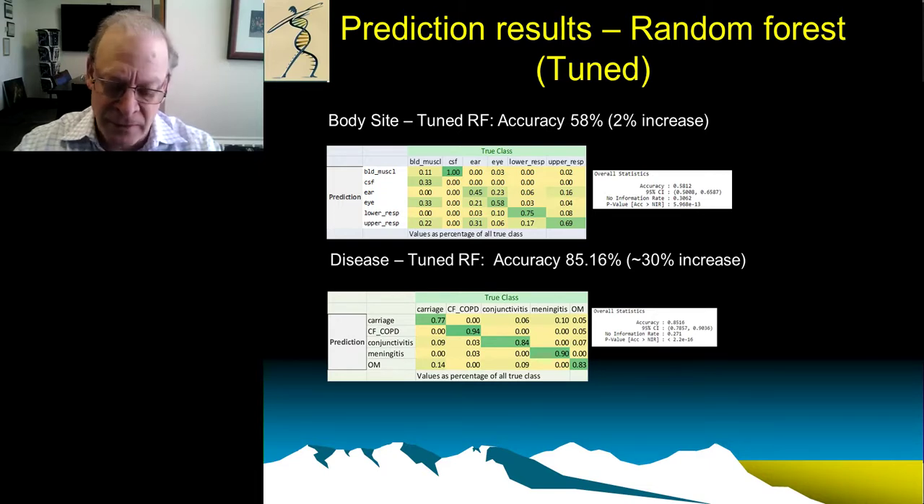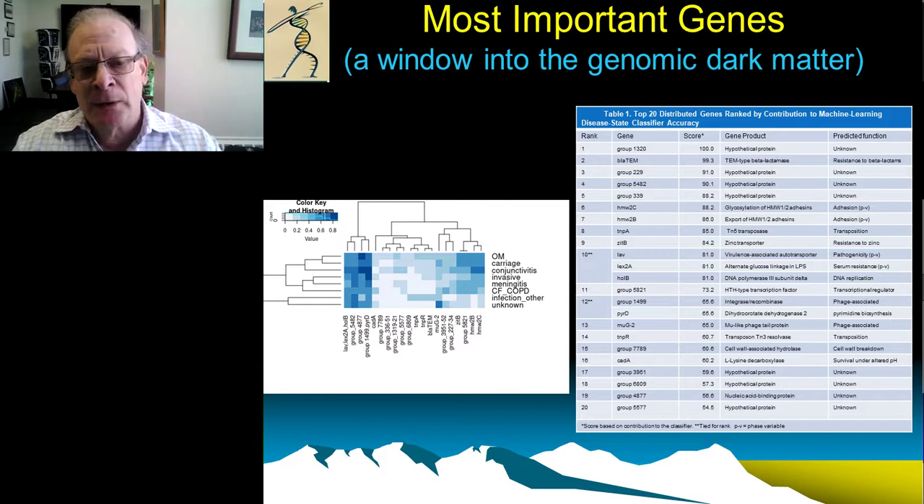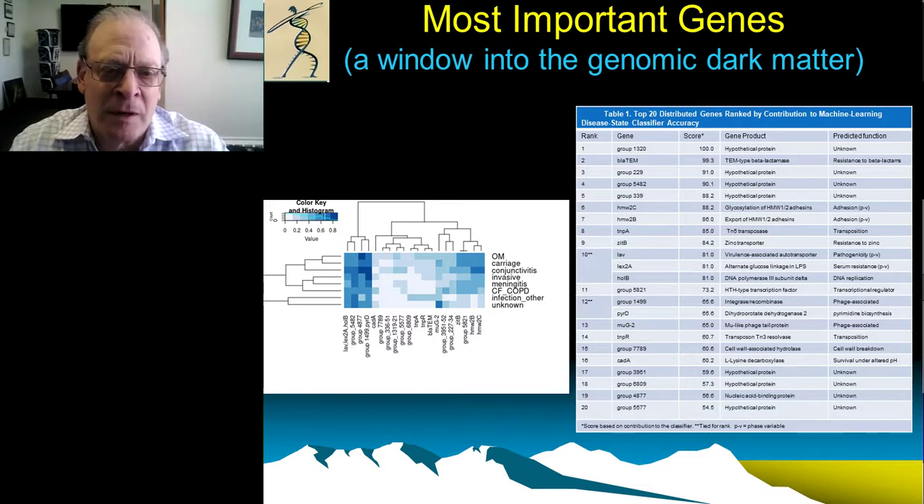disease-tuned random forest model. And so then we actually used that to go back and look and see what the program was using as the most predictive classifiers. And this is where it got really pretty exciting for someone like me who's interested in things that we don't know anything about. So that's why I call it a window into the genomic dark matter.